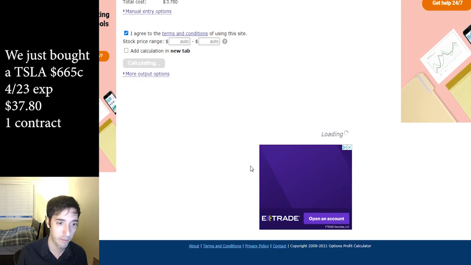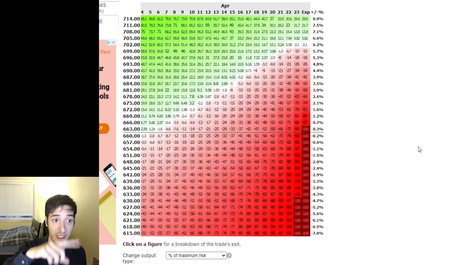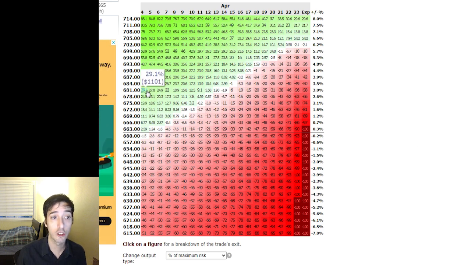Oh, gotta agree. Cool. So let's take a look at this. What are we looking at here? The date is on top, and the share price, the stock's price, is on the left hand side. So let's just assume I was correct, right? And the stock hits $700 on the 5th. Well, cool, I just made $2,000 profit. Isn't that insane? That's kind of crazy, right?